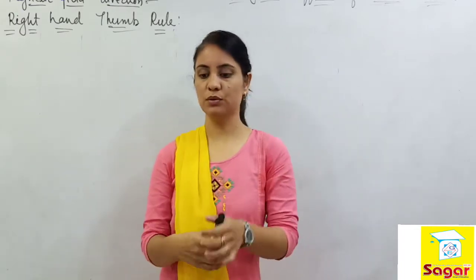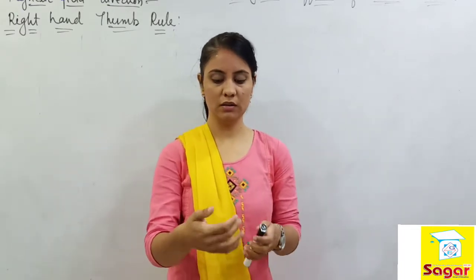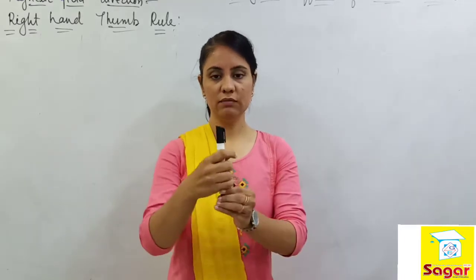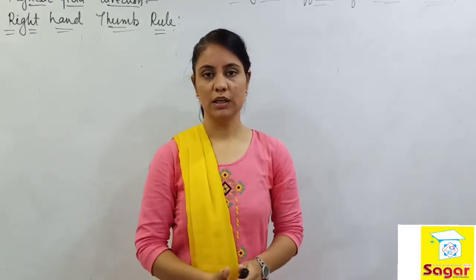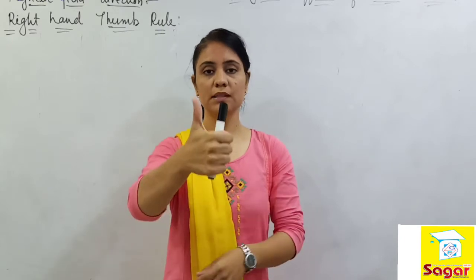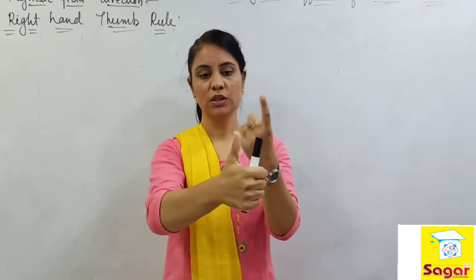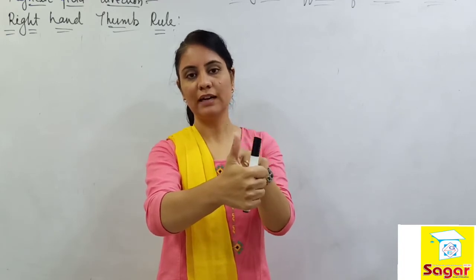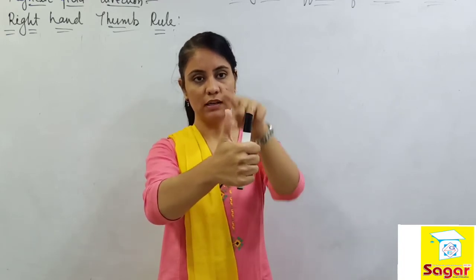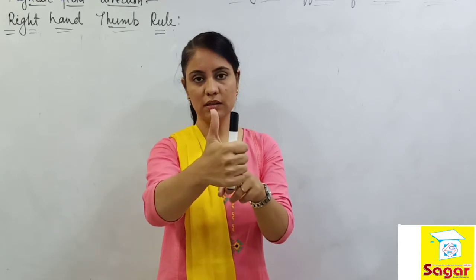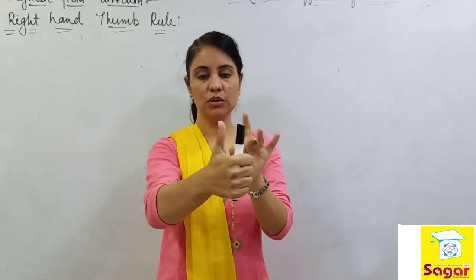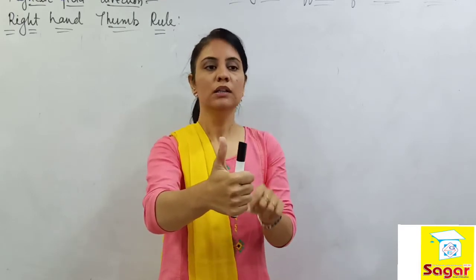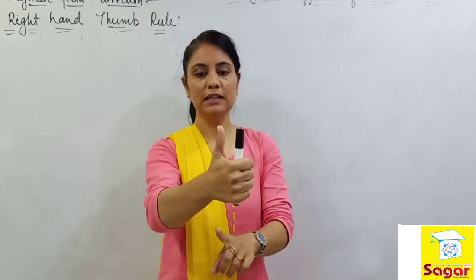So I just want to show you something, everyone. Just have a look here. If I hold this marker in this way, okay, and my thumb is pointing in the upward direction, my thumb shows the direction of flow of electric current. So if I connect this thumb with the electric circuit, you can find that right now the direction of current is in the upward way.